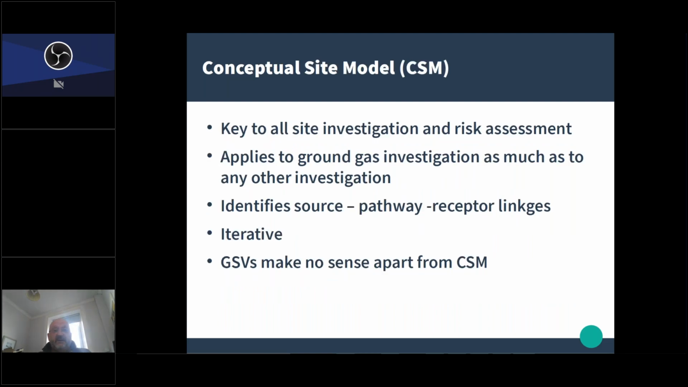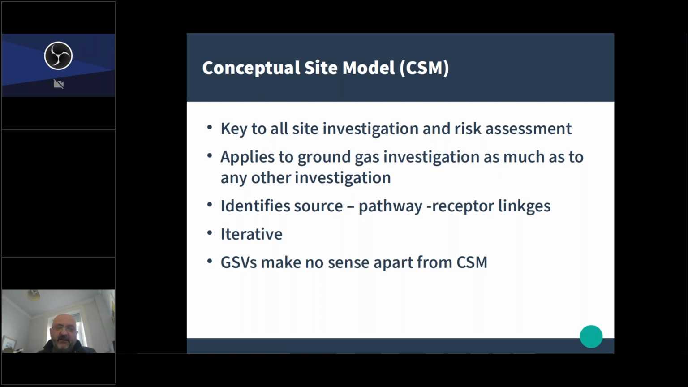Some of this is going to be dead easy. Conceptual site model. It's at the centre of every investigation and risk assessment. That's where we begin. I think it's probably fair to say that sometimes it isn't where we begin, particularly in relation to ground gas.